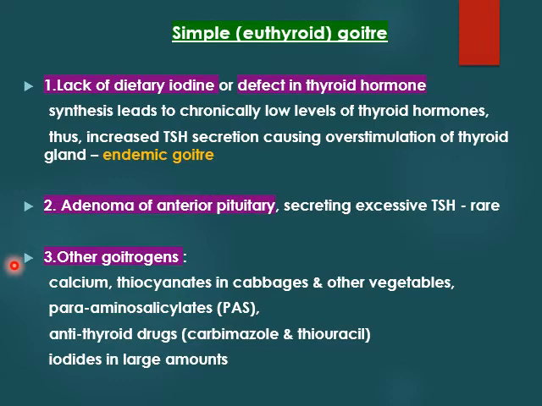Then other goitrogens, all the other substances that can cause goiter: calcium, thiocyanates in cabbages and other vegetables, para-aminosalicylic acid (PAS), anti-thyroid drugs such as carbimazole and thiouracil, and iodides in large amounts.